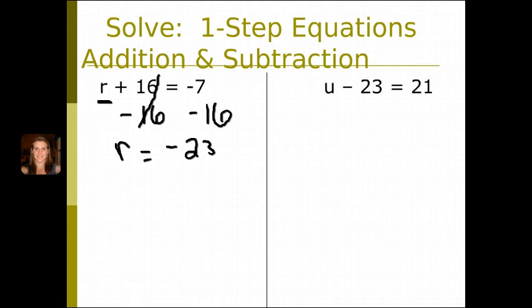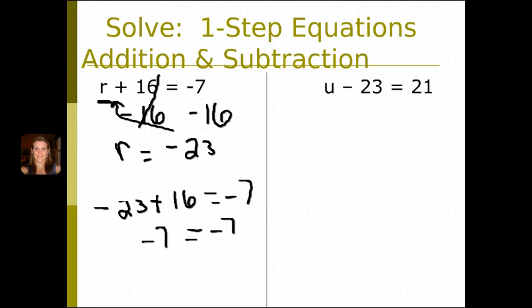Now, to see if you are correct, you can substitute negative 23 back in for r. So negative 23 plus 16 equals negative 7. Does negative 23 plus 16 equal negative 7? Yes, it does. So therefore, my left side equals the right side, and I have done the equation correctly. That is just a way to check yourself to know if you're doing it correctly.